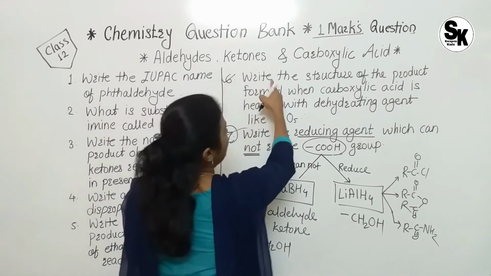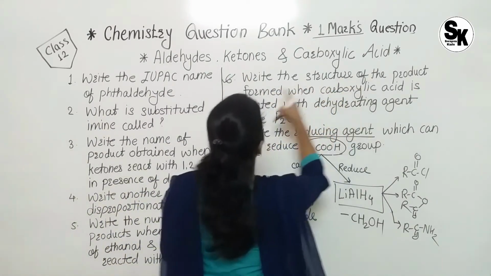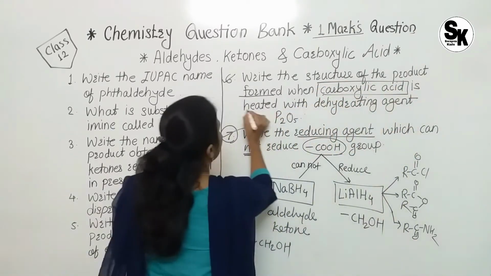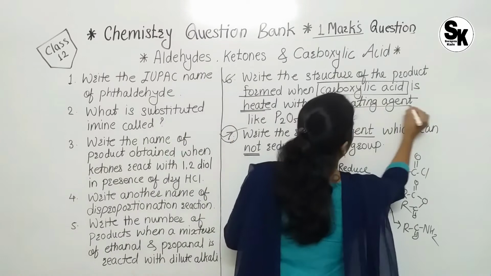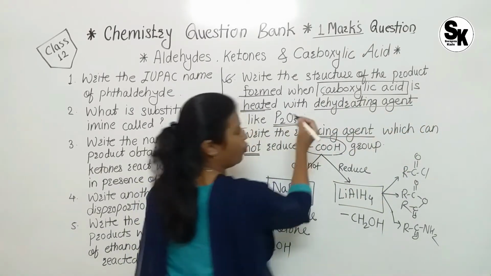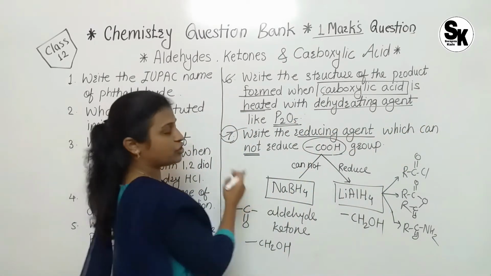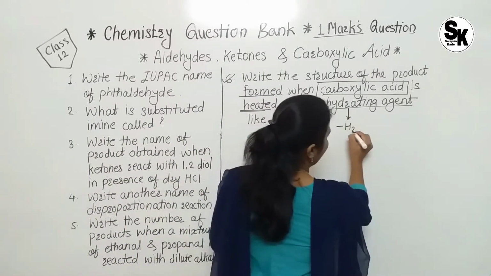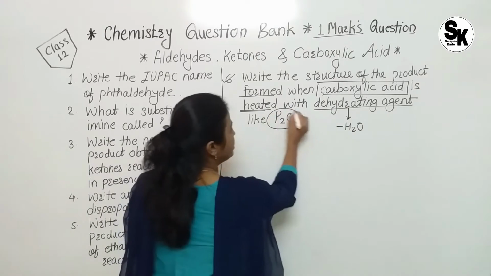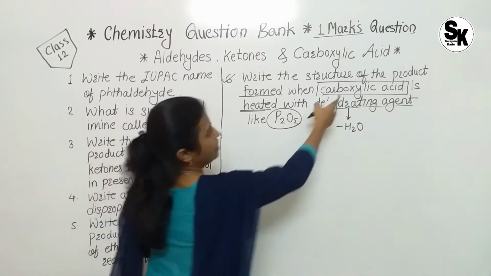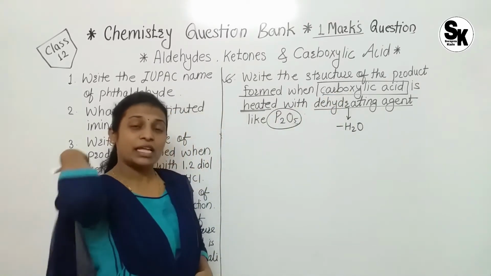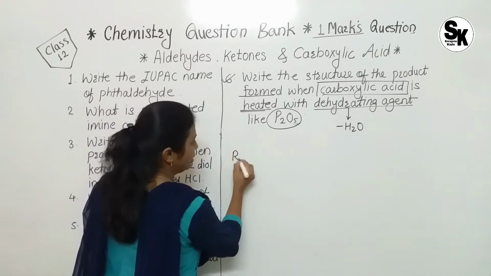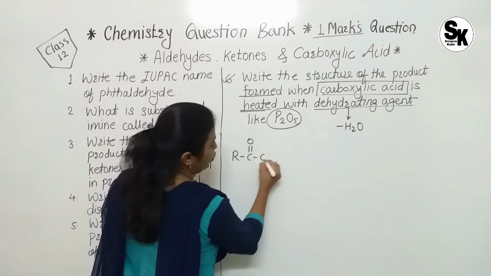Next question is, write the structure of the product formed when carboxylic acid is heated with dehydrating agent P2O5. So we'll discuss that reaction here. Dehydrating agent means it removes H2O. Which reagent is that? That is P2O5. What is the starting material? That is carboxylic acid. They have not given a specific name of the carboxylic acid, so we will write here RCOOH.